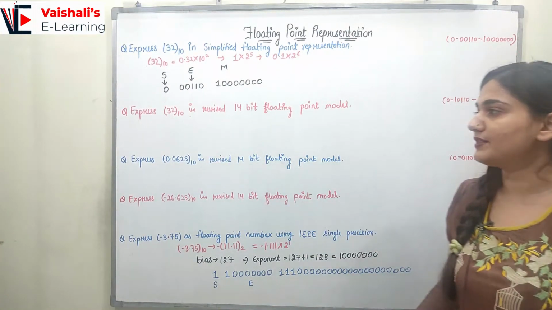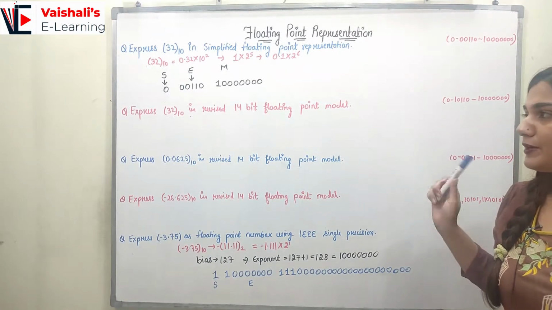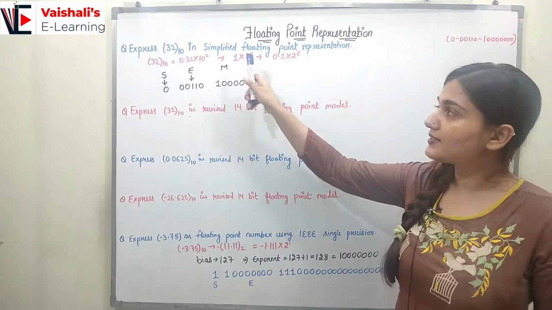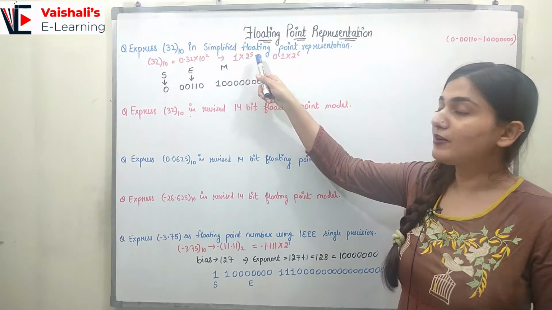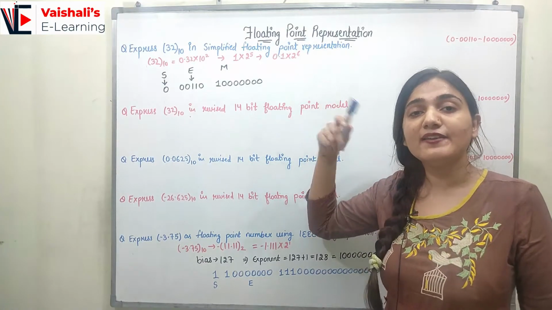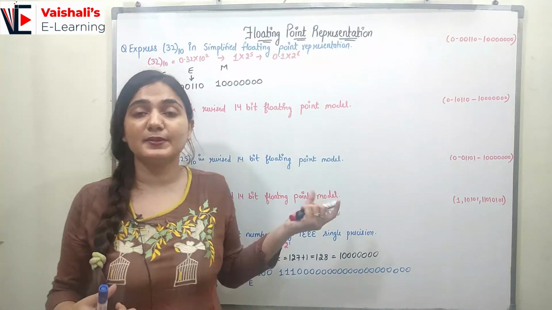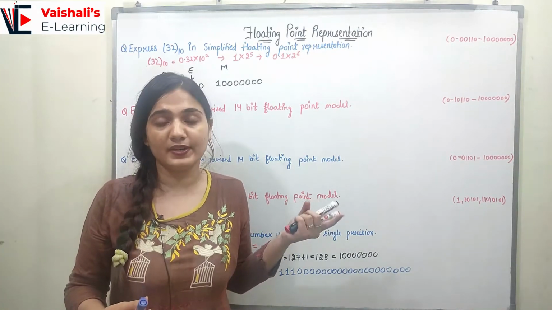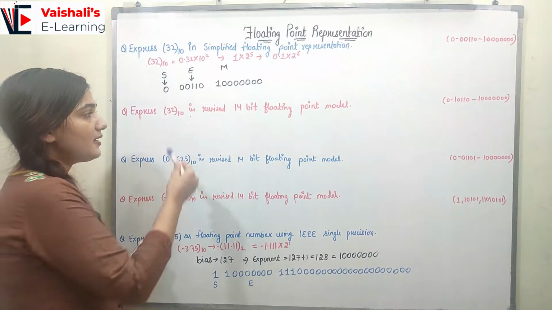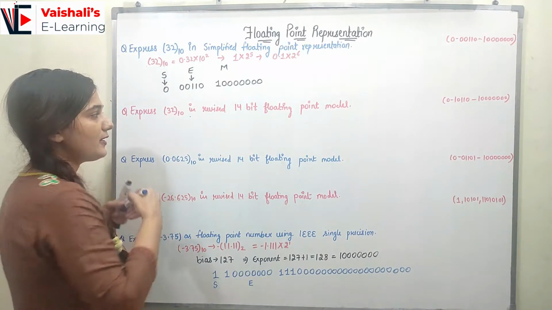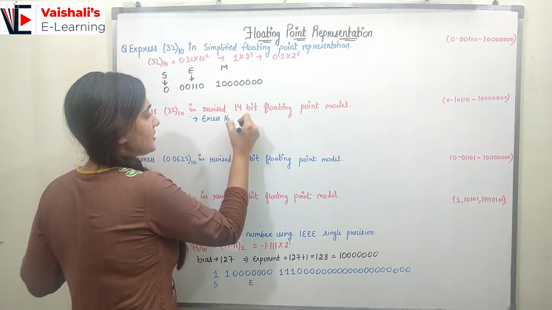Coming to the next question, which states: express 32 base 10 in the revised 14-bit floating point model. There was a problem with the simplified floating point representation that if I have the negative power of 2, so 2 raised to power minus 5 could not be represented with the exponent, because here the exponent was representing only the positive numbers. It was not having the signed representation. So here in the revised 14-bit floating point model, we are using the excess 16 representation.